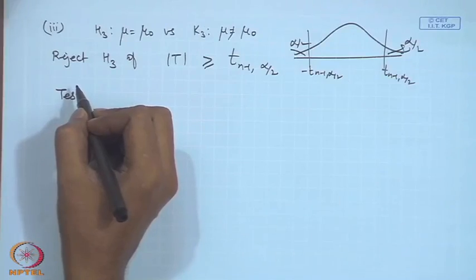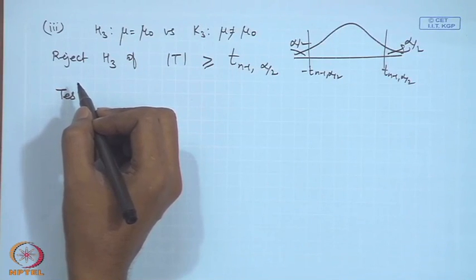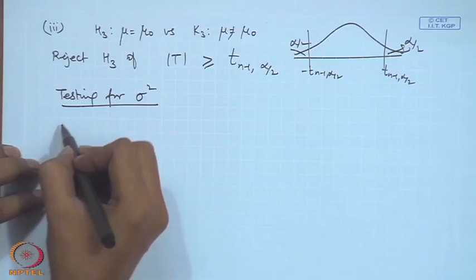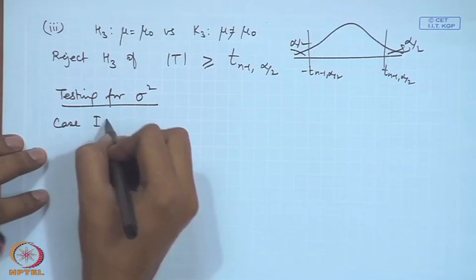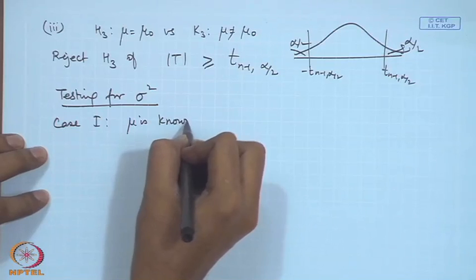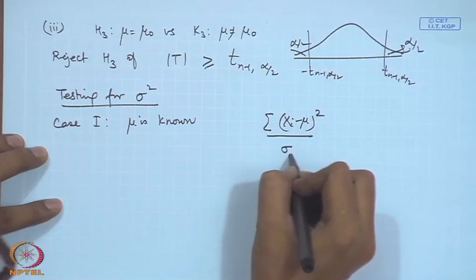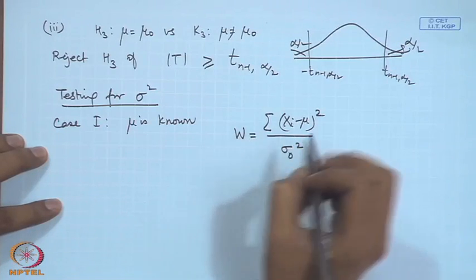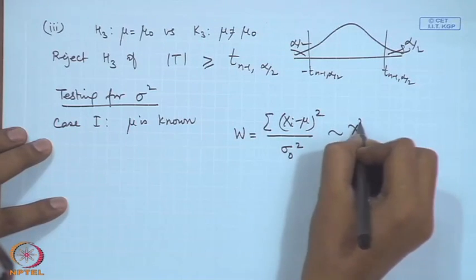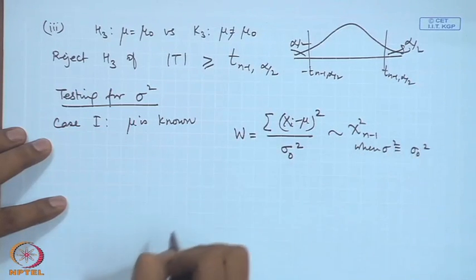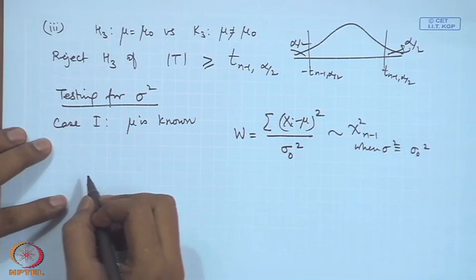Now, one may like to test for the variance also. So, if we consider the test for the variance, testing for sigma square, then again you will have two cases. One case will be when mu is known. If mu is known, then we can consider sigma (x i minus mu) square by sigma naught square. So, if we consider this as W, then this is following chi square distribution on n degrees of freedom when sigma square is equal to sigma naught square. So, if we consider the hypothesis testing problems based on this.